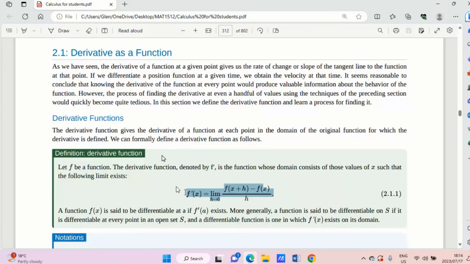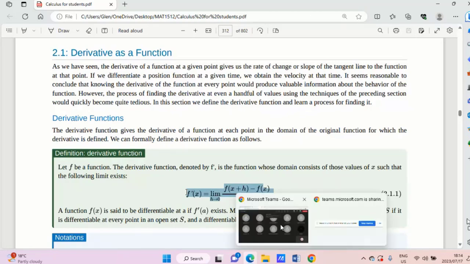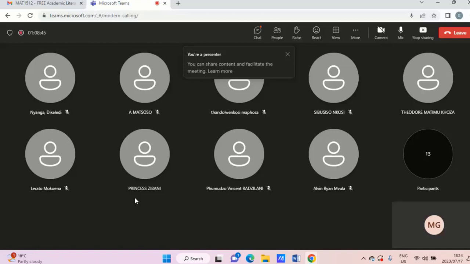Princess, did you write this down somewhere? Yes. Okay. Tando, did you? Lerato, did you? Theo, did you? Yes, sir. Mbongiseni, did you? Yes. Is Mbongiseni still here? Left. Pumuzo, Alvin. Yes, sir. Sbusizo. Okay.